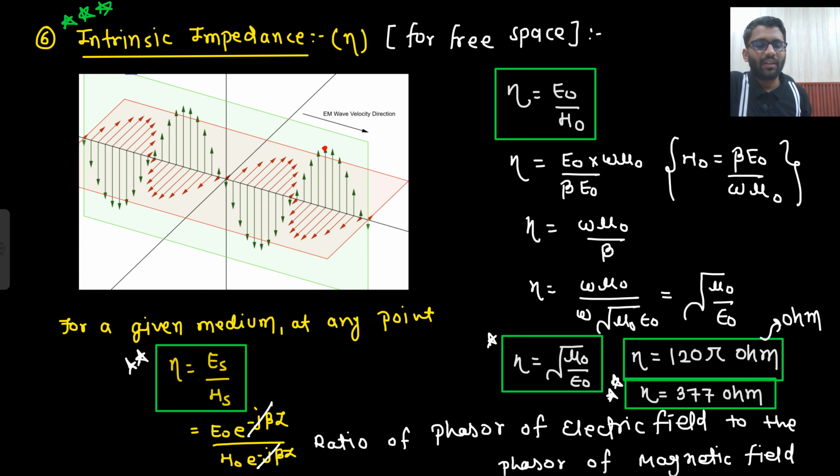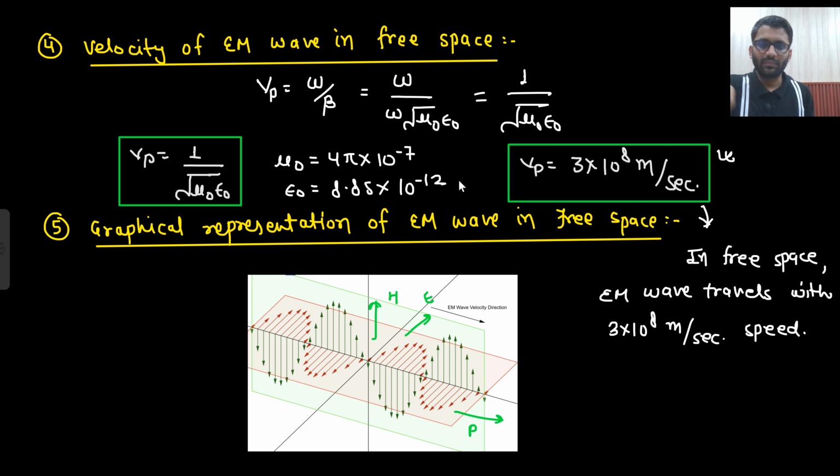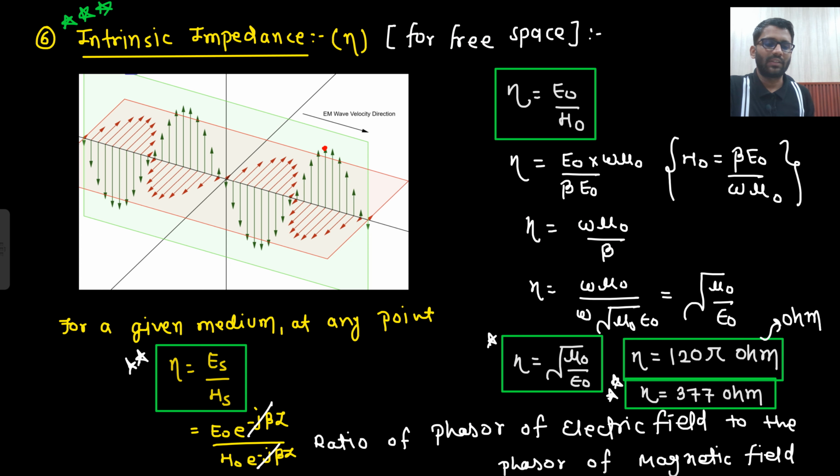So if we see the summary of what we have studied: transverse electromagnetic wave, this is true for everyone. Then these are the expressions for free space only. Beta equals 2 pi by lambda always works. Beta is equal to omega under root mu naught epsilon naught. Then if we put in the values, Vp equals 3 into 10 power 8. So in free space, it is traveling with the speed of light. And this was the graphical representation.